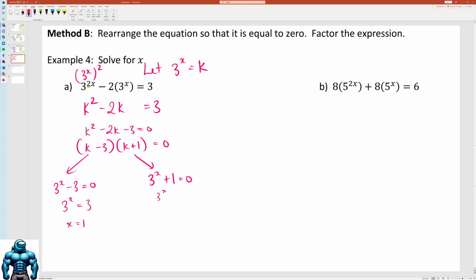And to what exponent on the x can it equal negative 1? Turns out, does not exist. 3 to the x looks like this. And we're asked the question, when does a height reach a height of negative 1? Turns out, never.